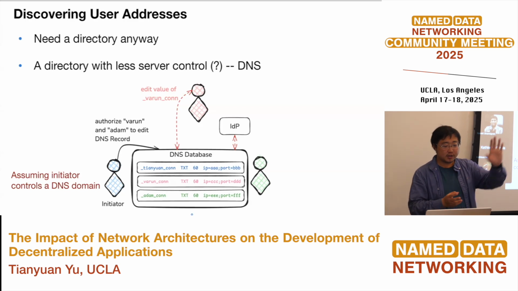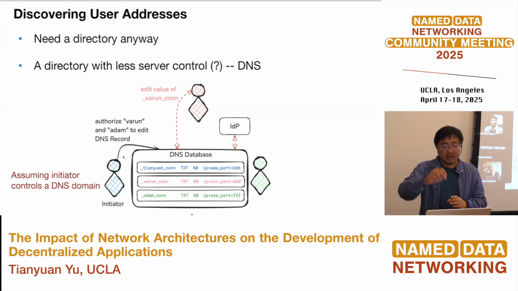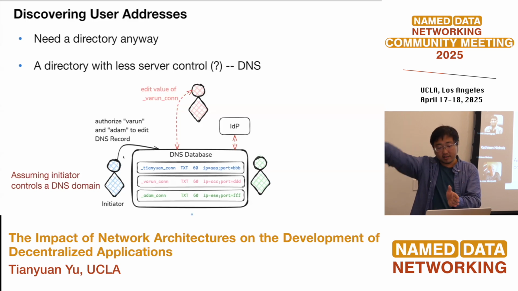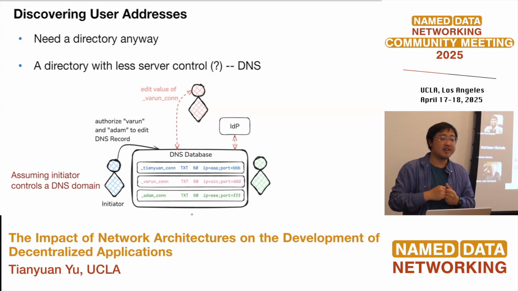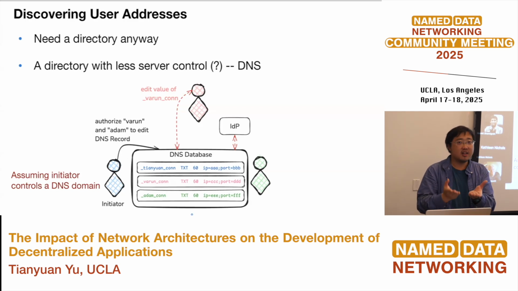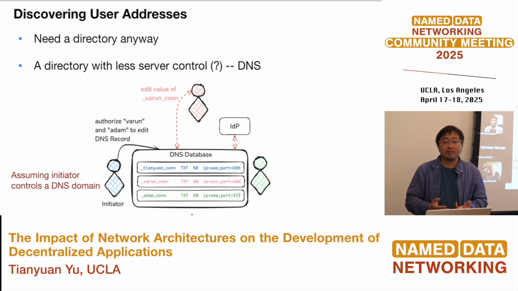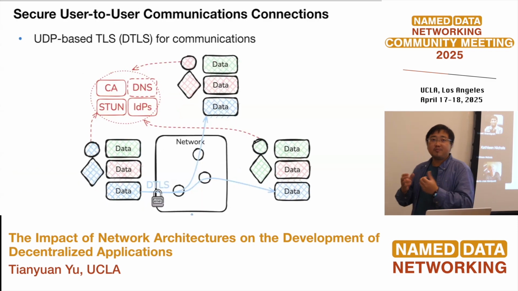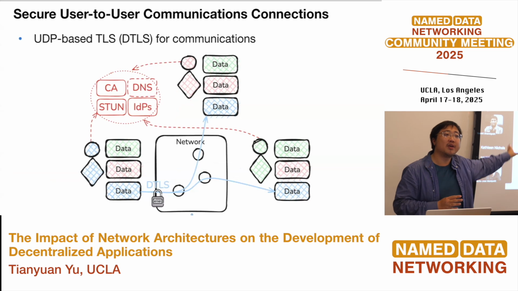So here, we still have the same assumption, saying the workspace owner controls the DNS name, and if we want to authorize Varun into the system, I tell the DNS provider that this identity, Varun, is authorized to add a DNS record in this DNS database. Then Varun will discover his own IP address and port number and try to edit the DNS record in the database. And the DNS provider will have to authenticate Varun with the identity provided by the identity providers. After discovering the address, we can do secure connections. We are doing this by UDP-based TLS, DTLS.